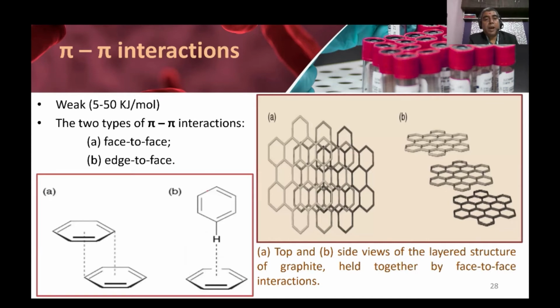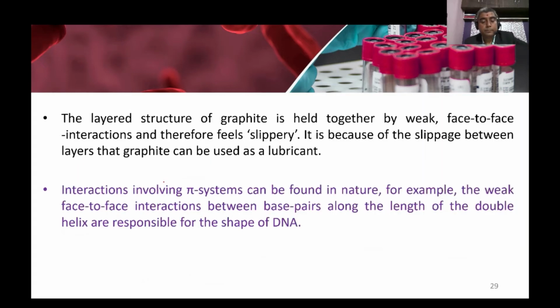The next is pi-pi interaction. They are relatively weak and the strength ranges between 5 to 50 kilojoule per mole. Two types of pi-pi interaction are there. First, face to face. This is shown here in figure A, and edge to face, which is shown in figure B. Face to face and edge to face. And in the side figure, top and side view of the layer structure of graphite. We know the graphite has a layer structure, so the layer structure of graphite is held together by face-to-face interactions.